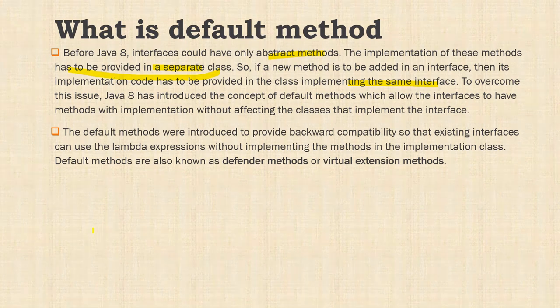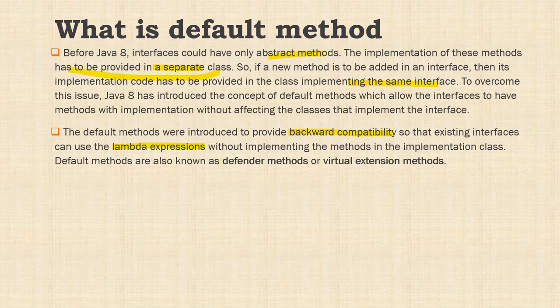Default methods were introduced to provide backward compatibility so that existing interfaces can use Lambda expressions without implementing the method in the implementation class. So if you don't want to change your previous code, that means backward compatibility should be there, then in that scenario default method will be very helpful, and it will also support Lambda expressions, because only one abstract method will be there. In that scenario you can use Lambda expressions without implementing the method in the implementation class.